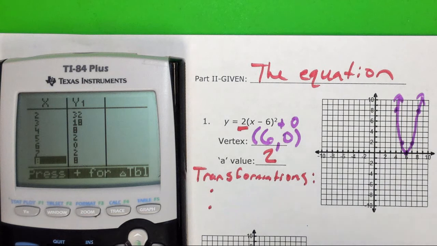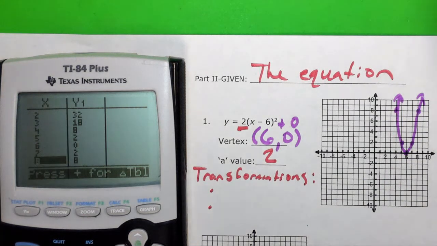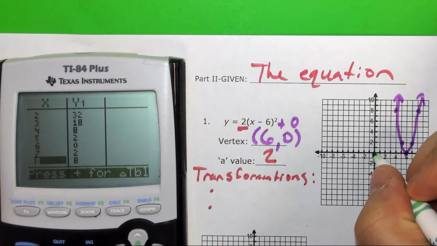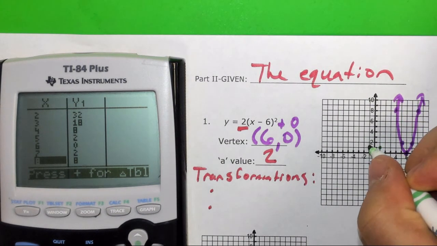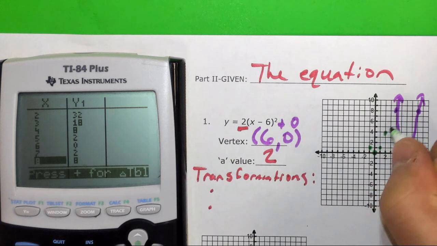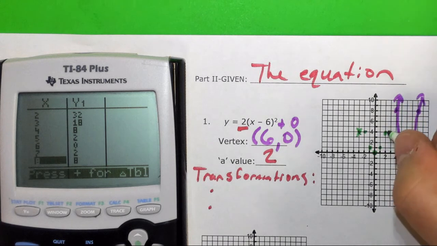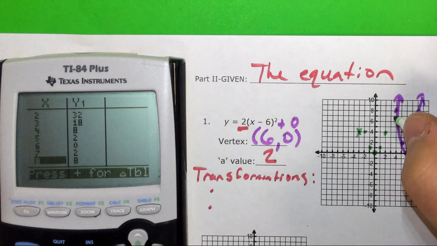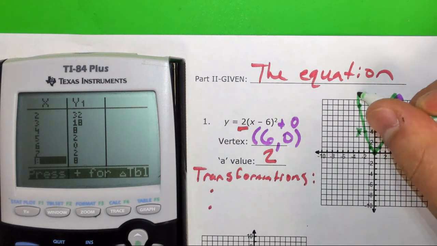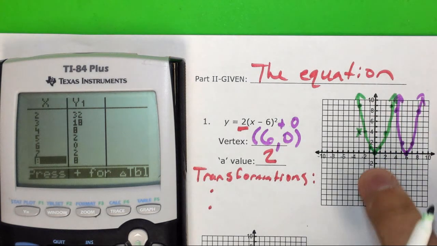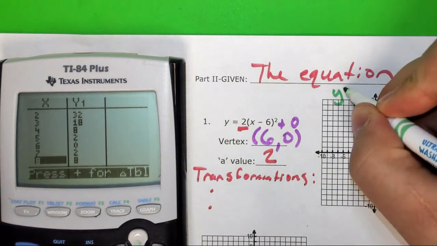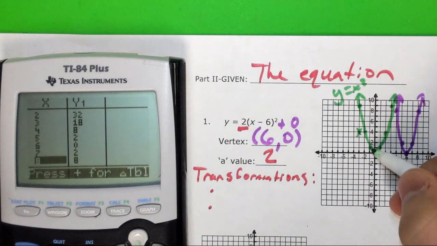From there, what I want to do is graph another graph on here. This is going to be our parent function. What I want to do is see what transformations happened to get from my green one, my parent function, which is y equals x squared, to get from this one to this one.